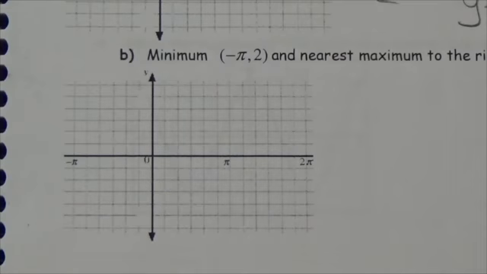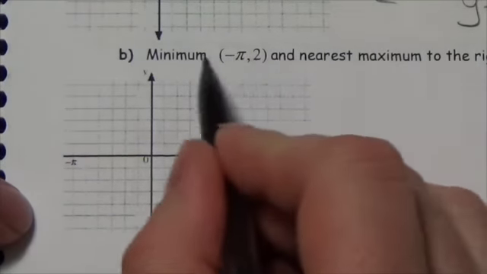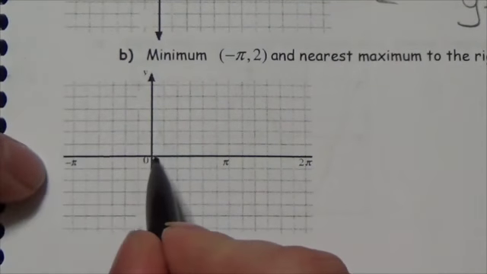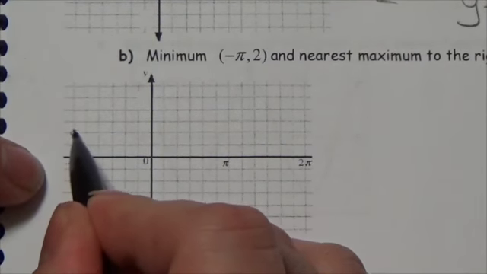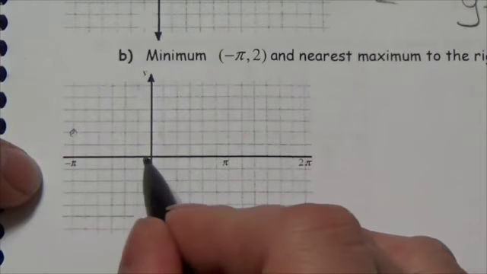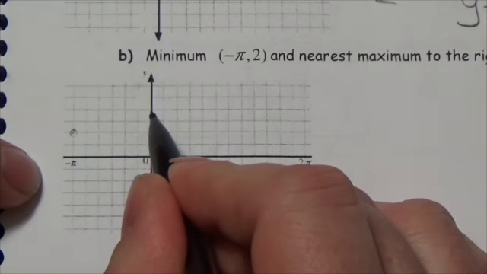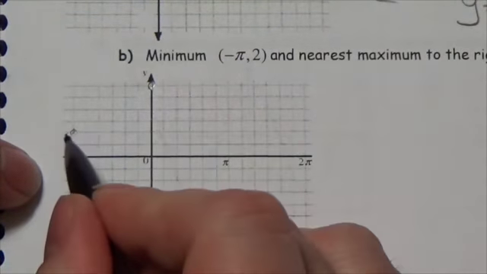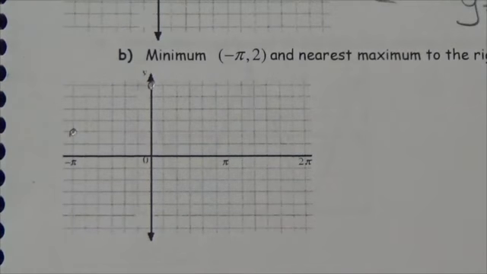All right, now here's another question that tries to give us the minimum amount of information and encourage us to get the sine function here. Now I'm only told 2 points here. I'm told that I've got a minimum at negative pi comma 2, and then the nearest maximum to the right is at 0 comma 6. So here's my maximum. Okay, now right there, that actually has provided me with a fair bit of information.